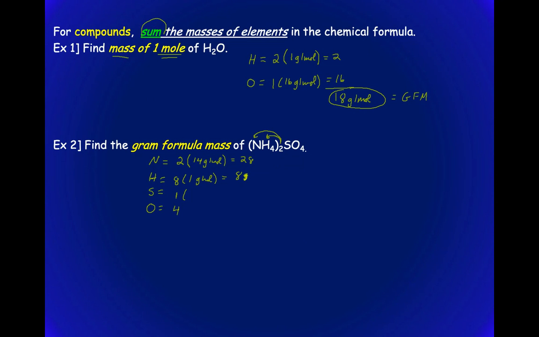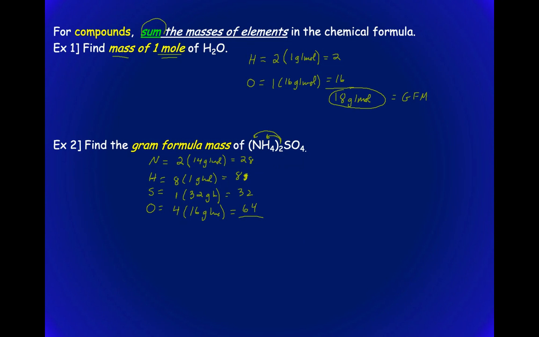If I look up sulfur, sulfur is actually 32 grams per mole. So I'll make that 1 times 32, which is 32. And 4 oxygens, at 16 grams per mole, gives me 64.